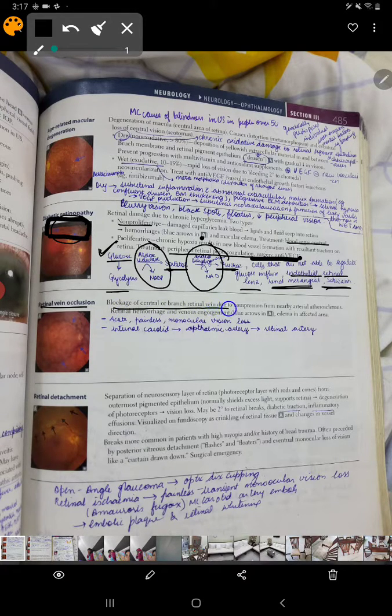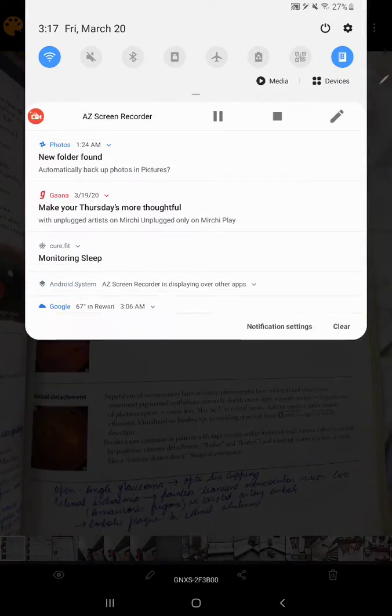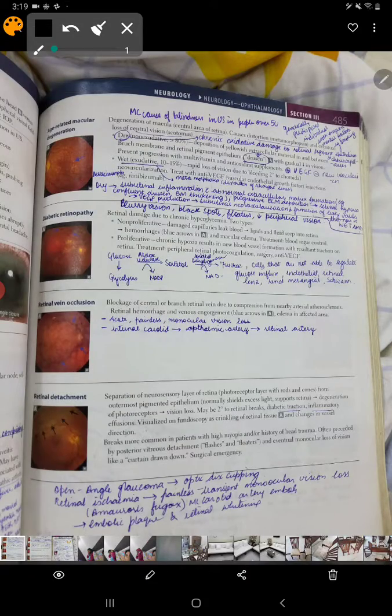Blockage of central or branch retinal vein due to compression. So, retinal vein occlusion is basically compression of the retinal vein. It could be the blockage of a central vein or a branch of a retinal vein due to compression by nearby arterial atherosclerosis. So basically, a vein is getting compressed due to atherosclerosis, most commonly in an artery.